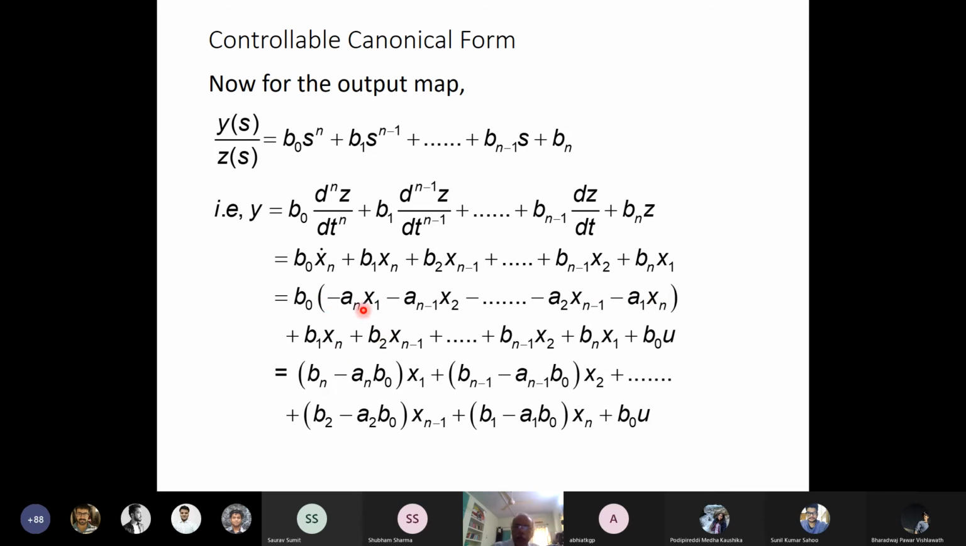Then I will separate out the coefficients of x1, x2, and u. I will get bn minus an b0 for x1, bn minus 1 minus an minus 1 b0 for x2, and this way will continue up to plus b0 u. So the y output map I will get in this form.